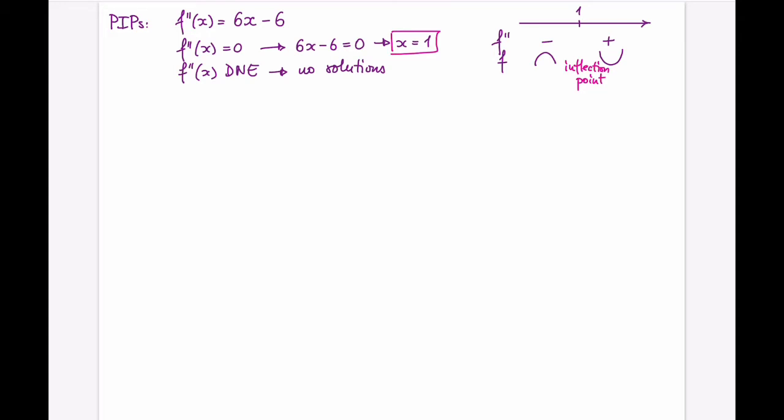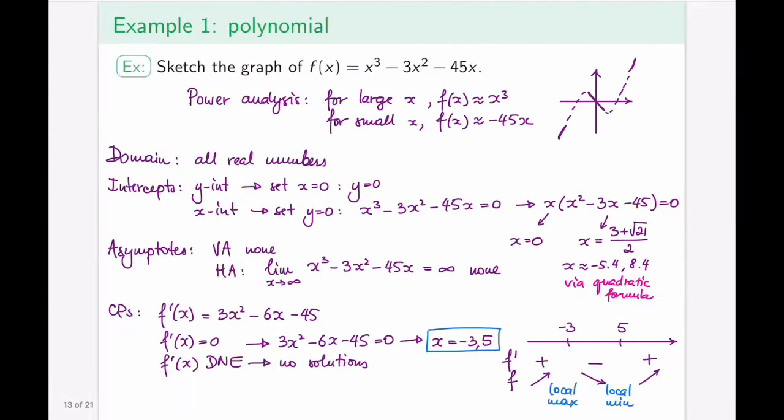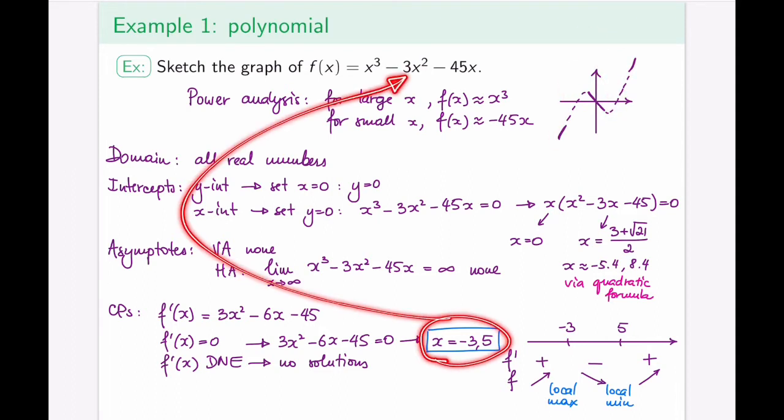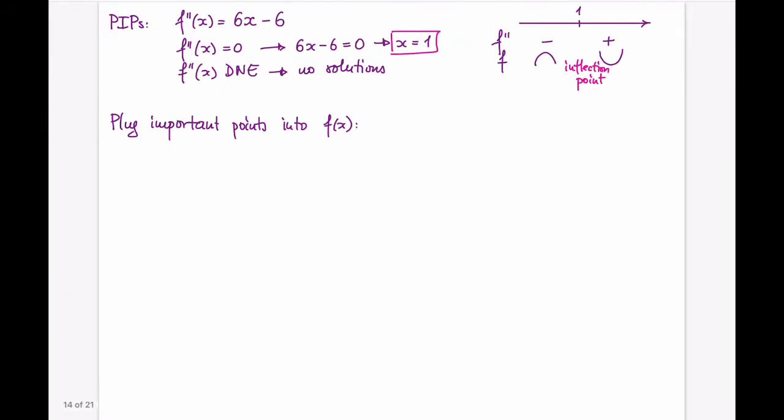The only other thing that we might want to think about is plugging in important points. So plug important points back into the function so that we actually have the coordinates for all of those points. So if we look back here, we know that our critical points are at negative 3 and 5, local max and local min, but we don't know how high those points are. Is the function looking like this, or is it looking more like this, right? I would like to know where to actually place these two different points. So I'm going to plug in negative 3 and 5 back into the function itself, and I'm also going to plug in my inflection point, 1, back into the function as well.